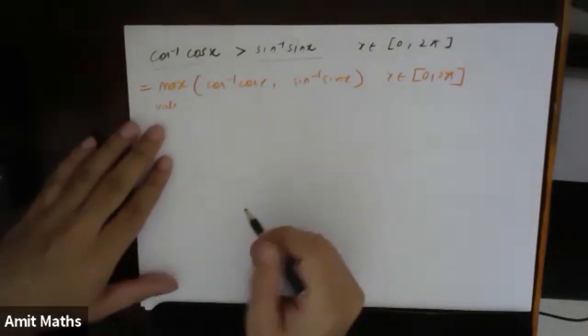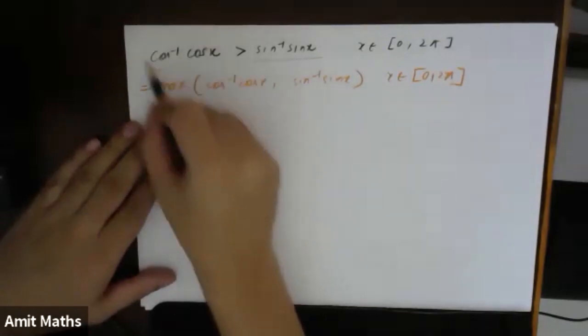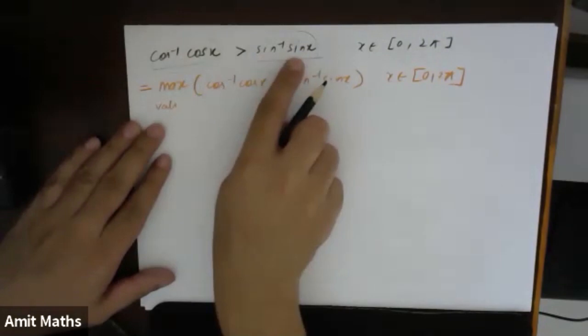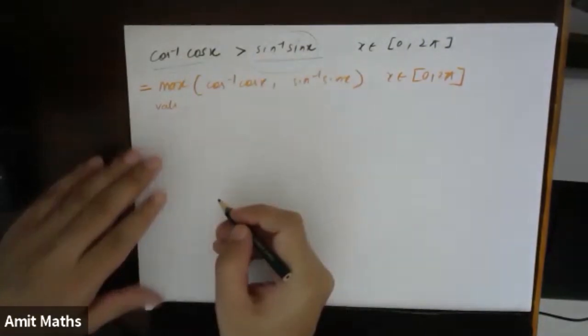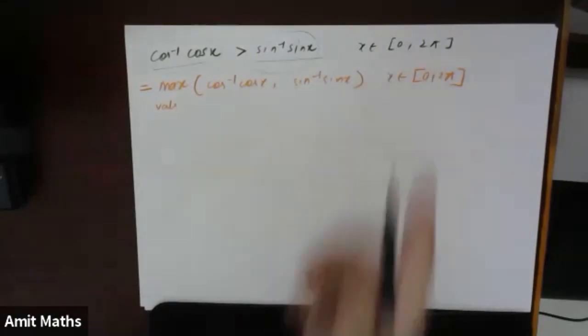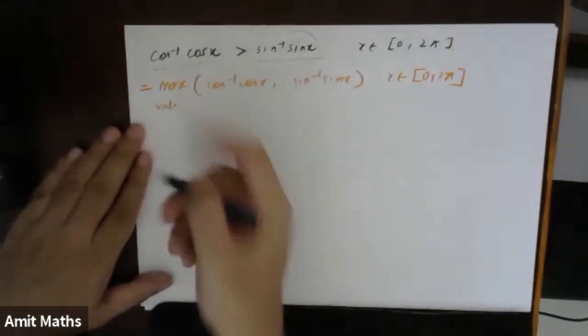Okay, so let's solve this one. They are asking when this thing is greater than this thing. So what I will do, I will simply draw the curve of these two from 0 to 2 pi, because from 0 to 2 pi we already know how the function looks like.